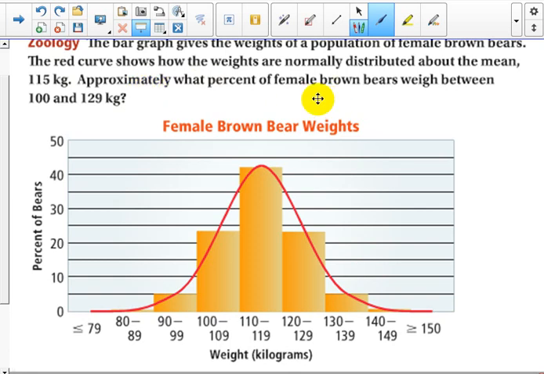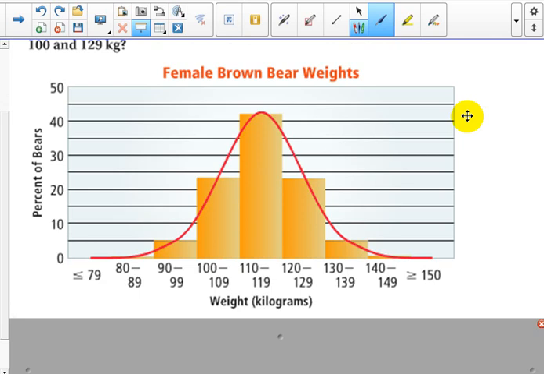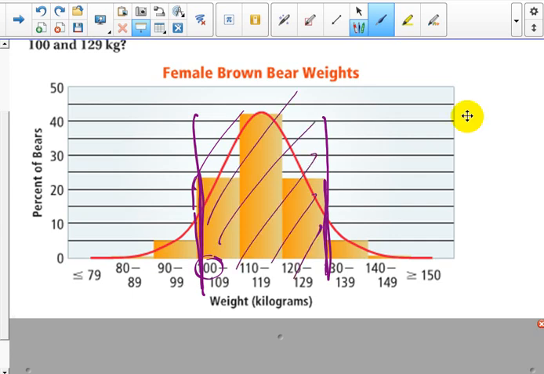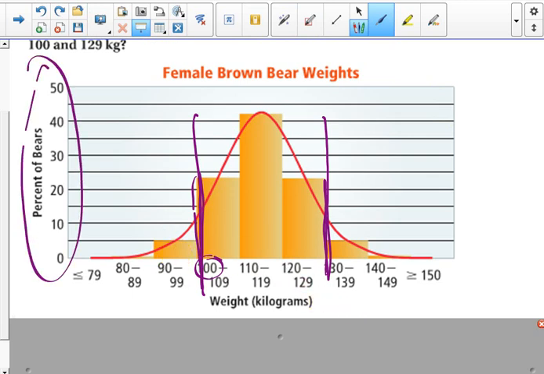All right, so what did they ask us? Approximately what percent of female brown bears weigh between 100 and 129 kilograms? So here's the 100. So it starts right there. And the 129 is actually ending right there. So we're looking for all of this data in between here. See that? So what we need to do is look at what's over here on the right. There's our percent of bears, and they're in units of 5, 0, 5, 10, 15, 20, 25, 30, 35, 40, 45, 50.